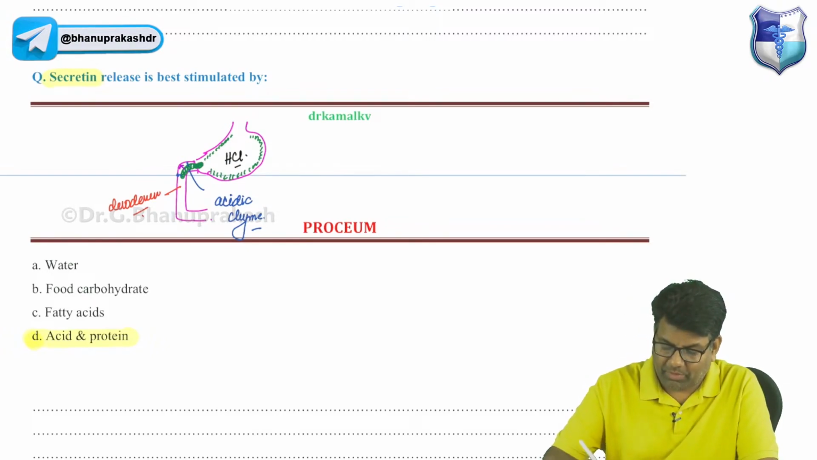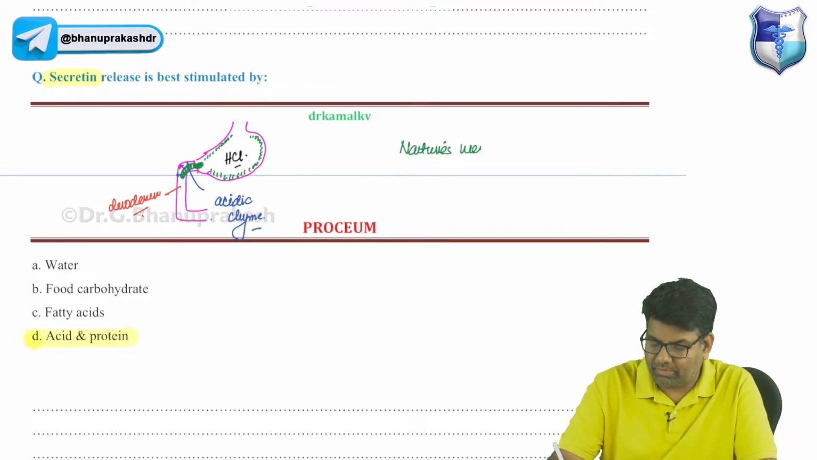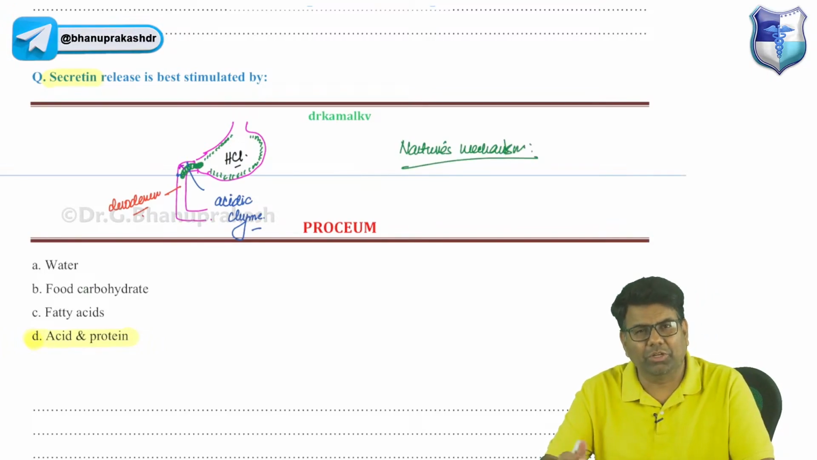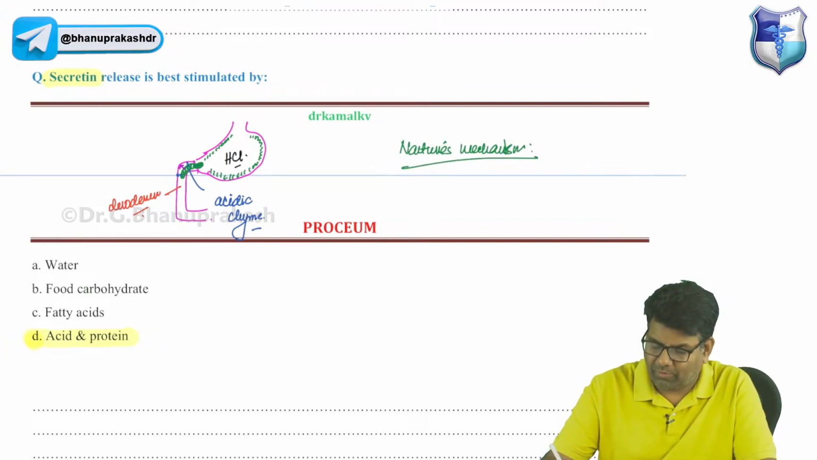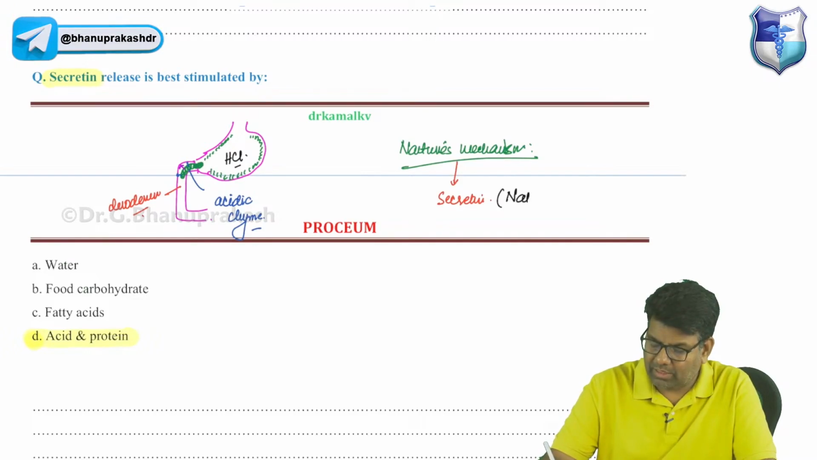Right? So what happens? There is a nature's mechanism to prevent this acidic injury to the duodenum, and that is in the form of secretin. So secretin is also known as nature's antacid.